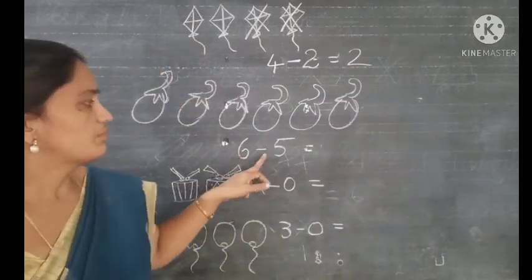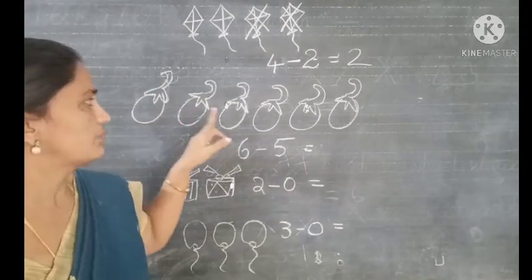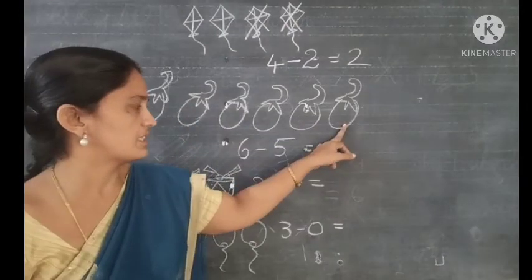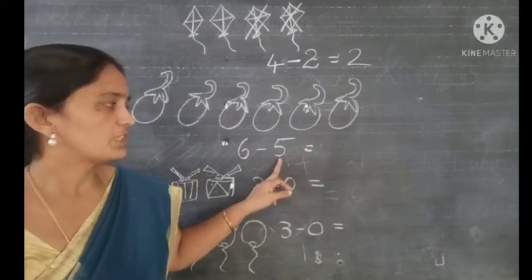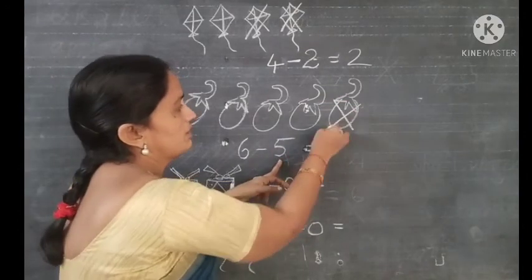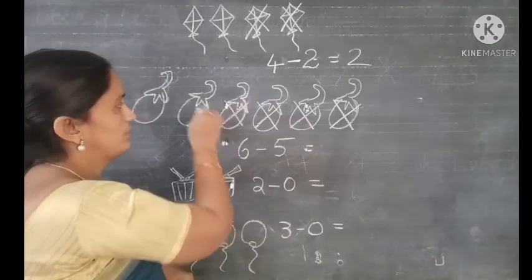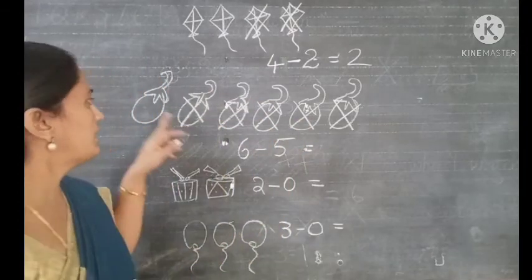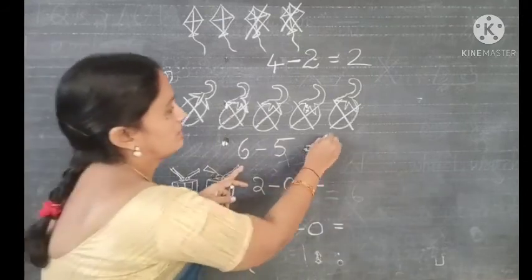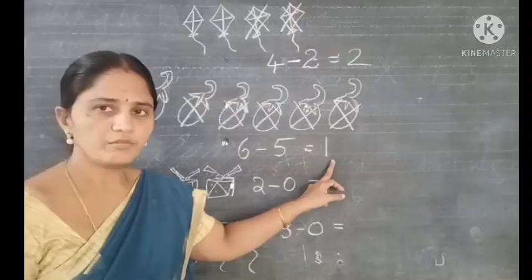Next, 6 minus 5. How many brinjals are there? 1, 2, 3, 4, 5, 6. From that we cross out 5. Cross out 5 brinjals. 1, 2, 3, 4 and 5. How many left? 1. 1 is the answer. 6 minus 5 equal to 1.